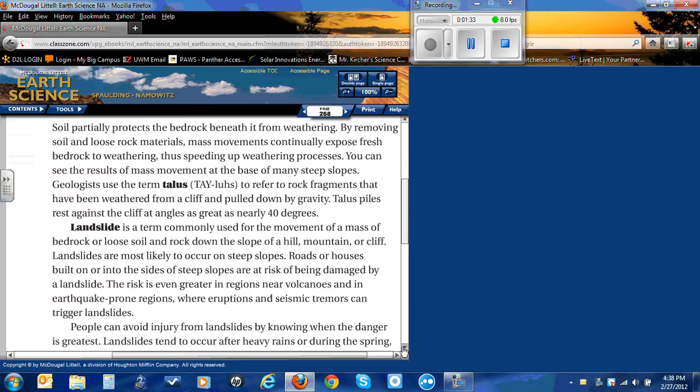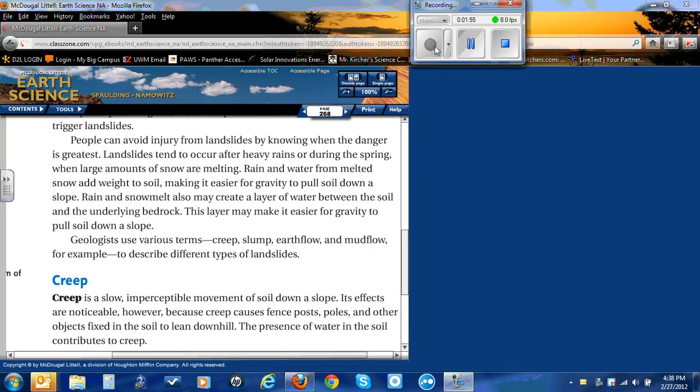Landslides are most likely to occur on steep slopes. Roads or houses built on or into the sides of steep slopes are at risk of being damaged by a landslide. The risk is even greater in regions near volcanoes and in earthquake-prone regions where eruptions and seismic tremors can trigger landslides. People can avoid injury from landslides by knowing when the danger is greatest.